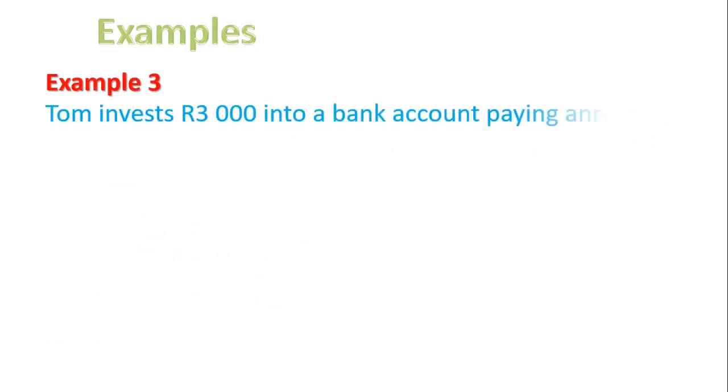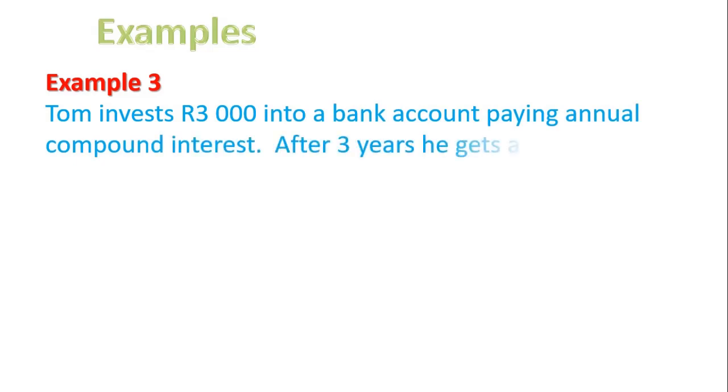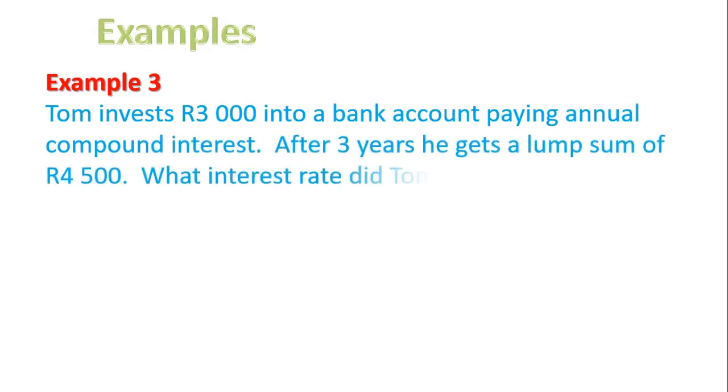Let's look at example 3. Tom invests 3,000 Rand into a bank account, paying annual compound interest. After 3 years, he gets a lump sum of 4,500. What interest rate did Tom get from the bank?